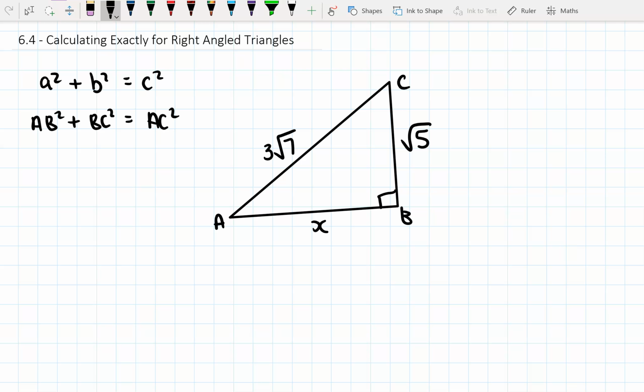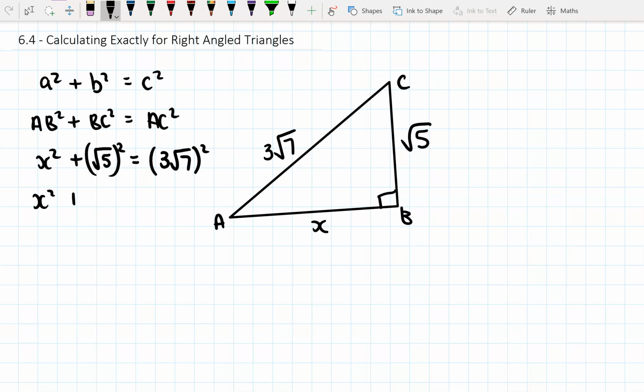And it's really important that you write these things out first. Now AB squared is x squared, nice and easy, plus BC squared. So we have the square root of 5 squared. If you forget how to do this stuff, you might want to go back and watch some of the videos from year 2. And that is equal to AC squared, so 3 root 7 squared. Okay, so let's simplify this.